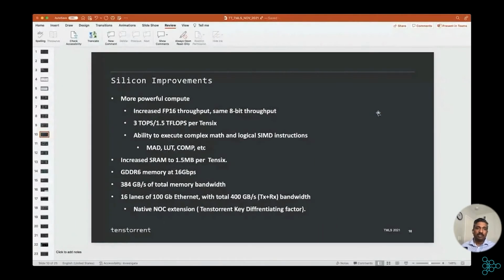Some more highlights on the silicon improvements. We improved our floating point 16 performance. Our custom arithmetic engine has more ability to execute complex math and SIMD instructions. As part of the evolution, we are also increasing the SRAM size, which is very important. You want to contain the compute inside the chip as much as possible. Anytime you go across to get data, that's when the performance hurts. And because of DDR, we have 384 gigabytes per second total memory bandwidth, and also 16 lanes of 100 gigabit Ethernet.